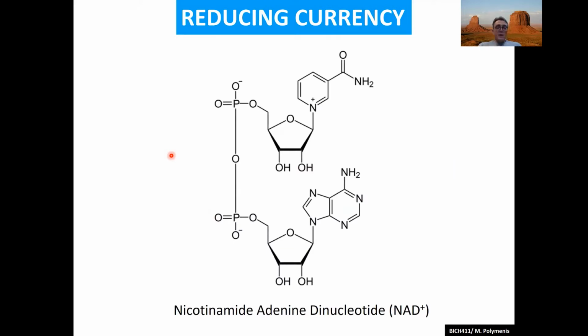How do they look? We have some common themes here again. Here is the adenine base, the ribose, phosphate, and then some extra stuff, which happens to be the business part of the molecule. Is this part here? This is where the electrons will come in.